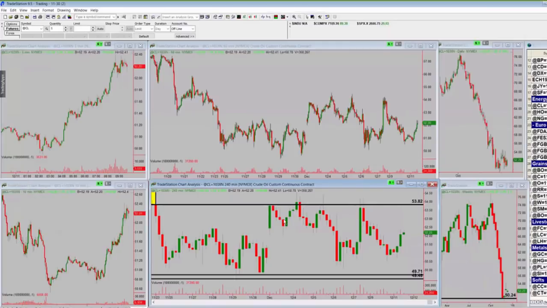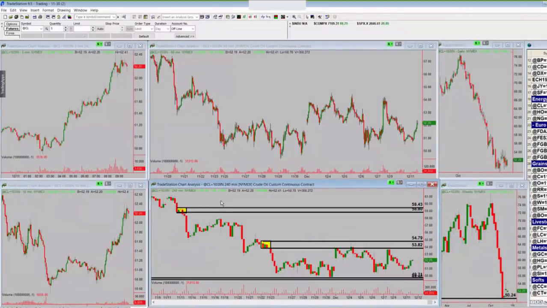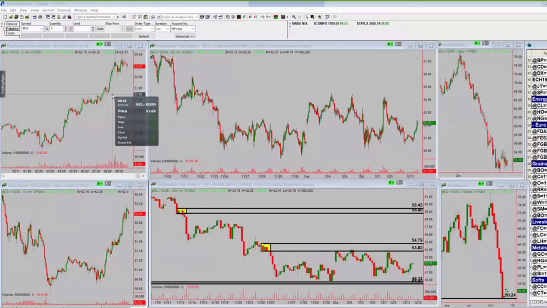All right, so let's keep going. Not a whole lot to do in oil. Again, you have these two little demand zones down here, so I'd be good combining them. In fact, I would just take the lower one actually.